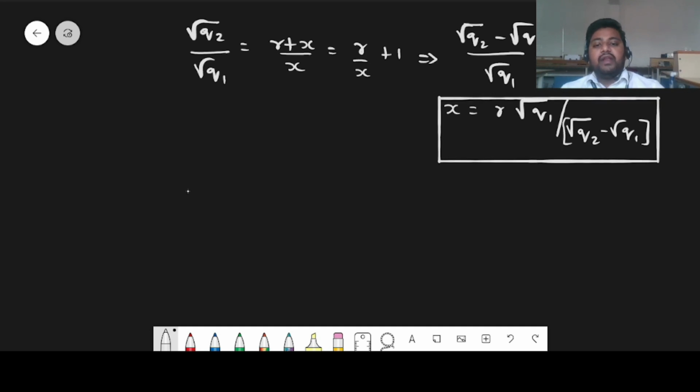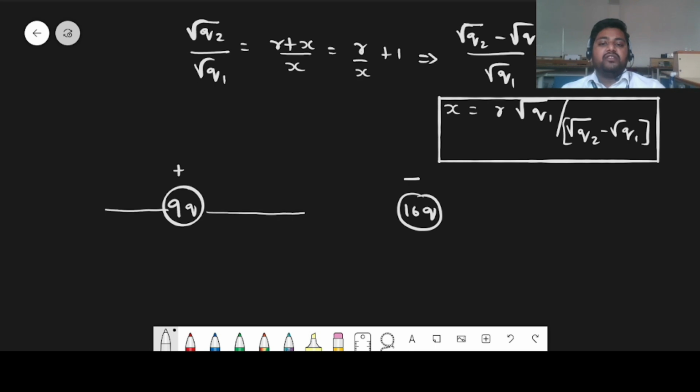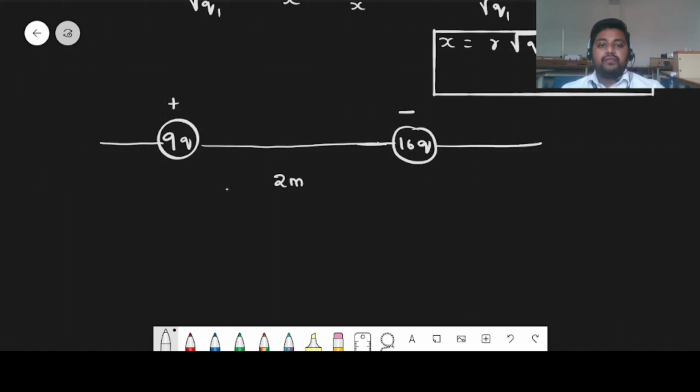Let's say we have two charges, 9q and 16q. If this is negative and this is positive, and the distance between them is, let's say, 2 meters, we have to find the x value. Since these two are opposite charges, you have to keep the third charge at this location so that F net can become 0. So this will be r and x, all of that we know.